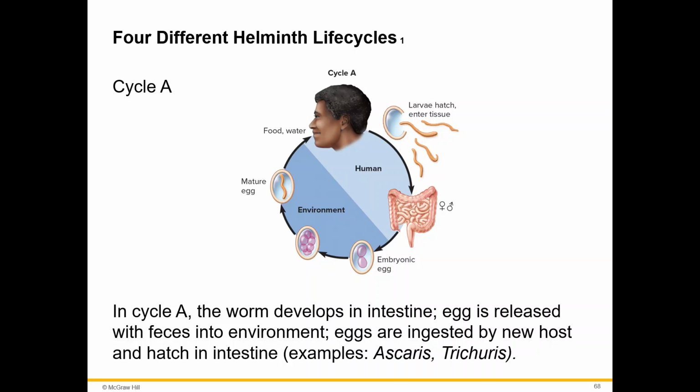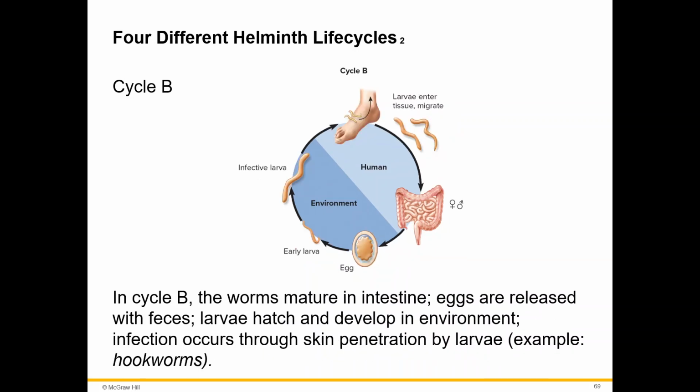We have cycle A, where the worm develops in our intestine. Then the egg is released through the feces into the outside environment, right? The eggs will then be ingested by a new host and then hatch in that new host's intestine. In cycle B, the worms come to maturity in the intestine, and then eggs are eventually released through feces, and then the larvae will hatch and develop in the outside environment.